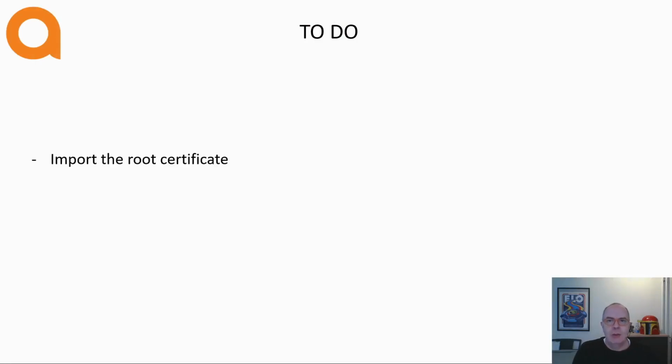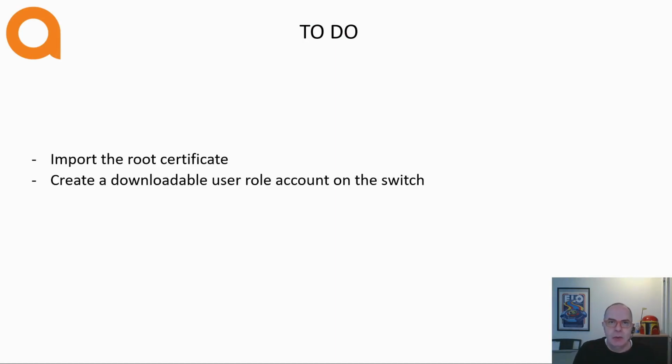I will start with importing the root certificate into a trusted anchor profile on the switch. Next, I will configure a downloadable user account on the switch. This account will be used to authenticate the switch with ClearPass, and it allows the switch to download the roles through SSL. And then I will show you how to configure downloadable user roles on ClearPass. This includes the configuration of profiles, policies, and services.